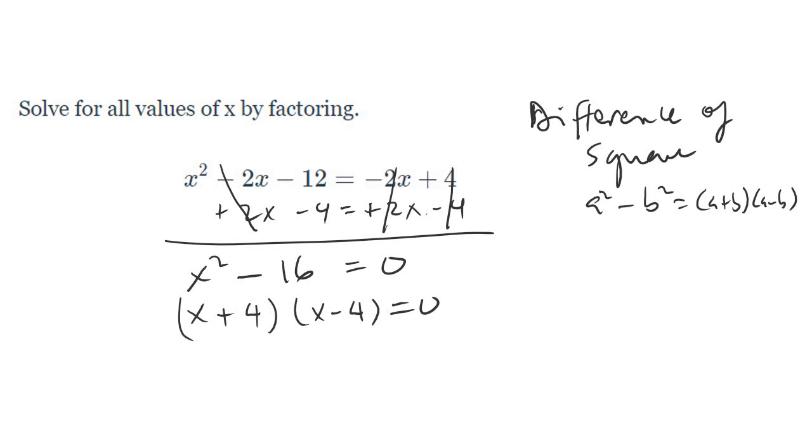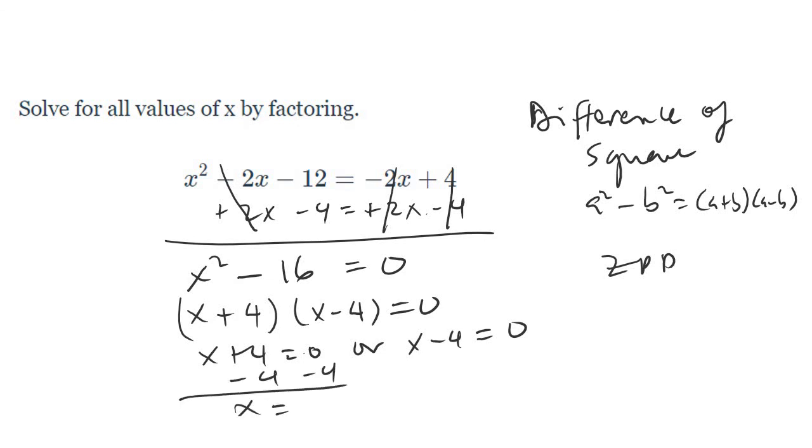Okay, so you are going to apply ZPP now. Zero product property, x plus 4 equals 0, or x minus 4 equals 0. Subtract 4 from both sides, x equals -4. Add 4 to both sides, x equals 4. And your final answer is -4 and 4, written in set notation and typed into the box.